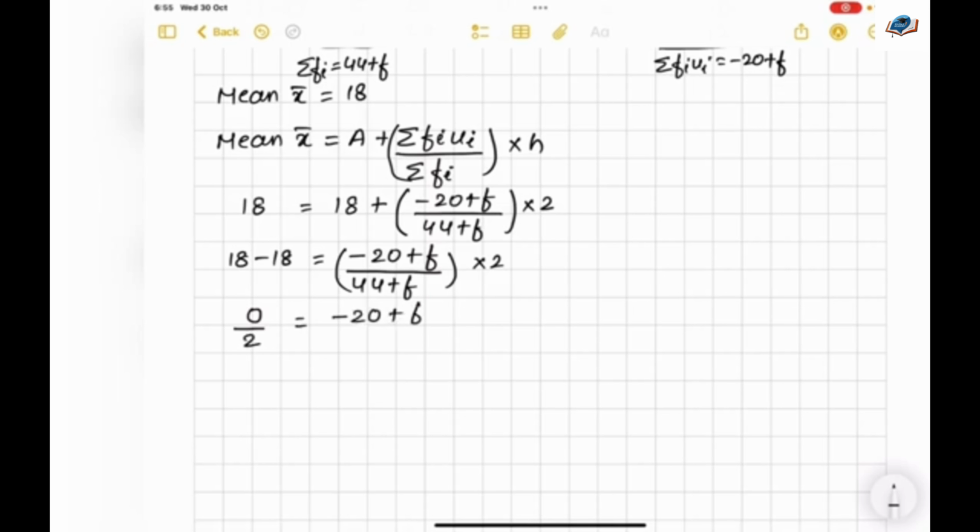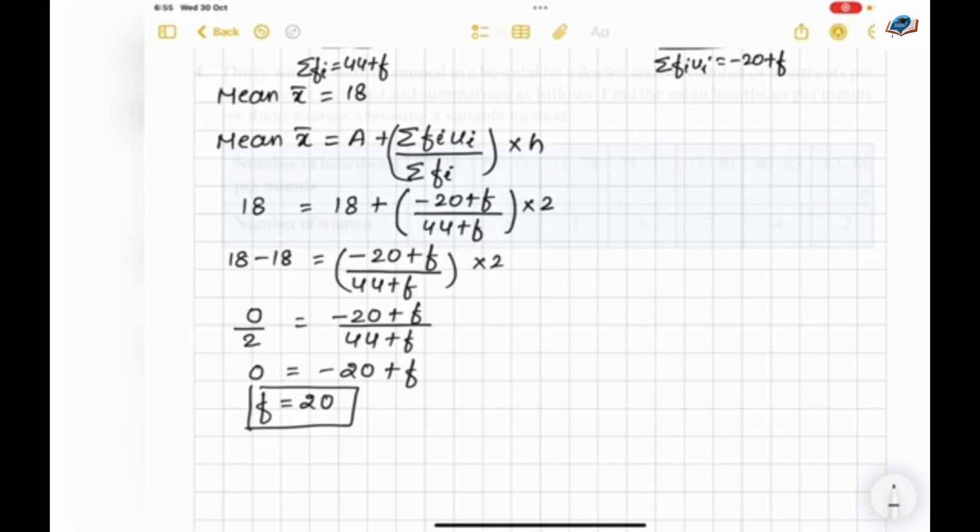so minus 20 plus f upon 44 plus f. Now 0 divided by 2 will be 0. So 0 into 44 plus f will be 0 equal to minus 20 plus f. So f will be equal to 20. So I got the value of f as 20.